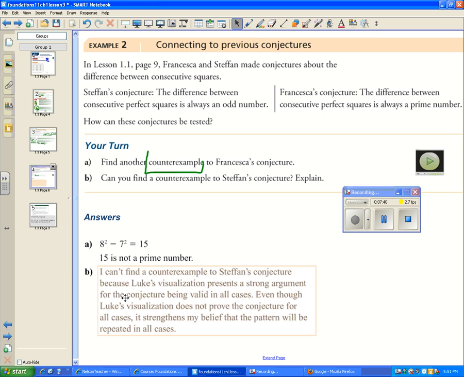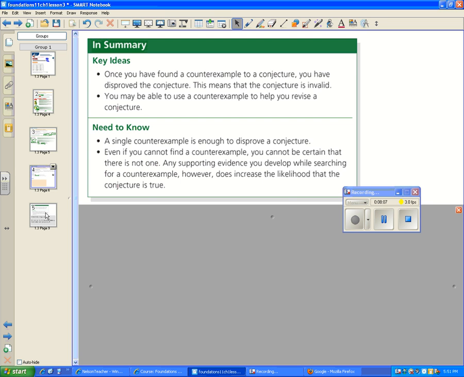And there is no counterexample to Stefan's conjecture because Luke's visualization presents a strong argument for the conjecture being valid in all cases. Even though Luke's visualization does not prove the conjecture for all cases, it strengthens my belief that the pattern will be repeated. So we have yet to do a formal proof, but we are pretty convinced that this conjecture, that the difference between consecutive perfect squares is odd, is true.